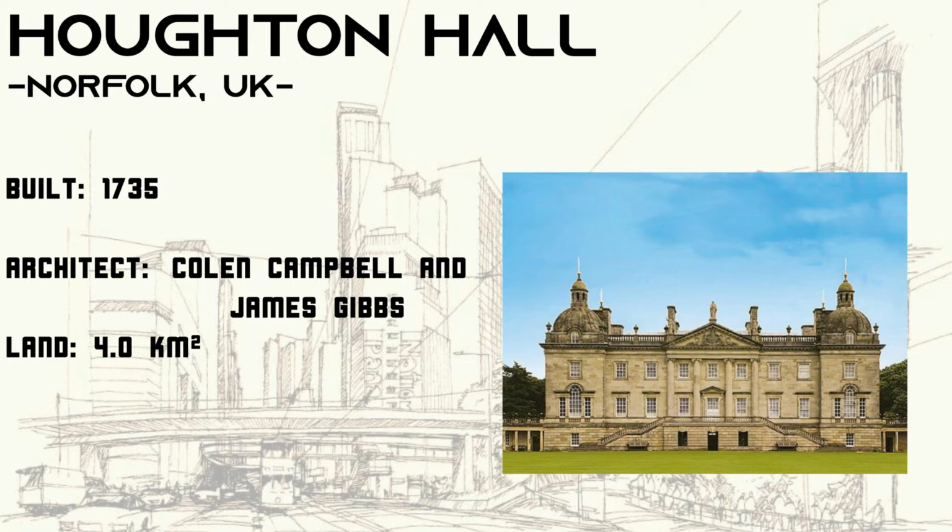Example 1, Newton Hall, built in Norfolk, UK, 1736. Architects Colin Campbell and James Gibbs. Newton Hall is a residence of David Cholmondeley, 7th Marquis of Cholmondeley. It was commissioned by the de facto first British Prime Minister, Sir Robert Walpole, in 1722. And it is a key building in the history of Palladian architecture in England. Land is 4 kilometers square.